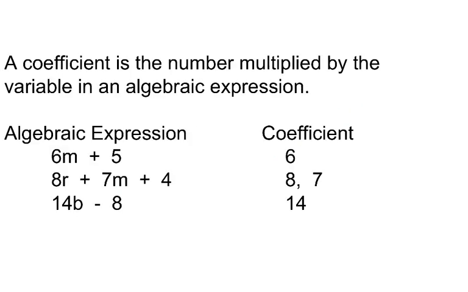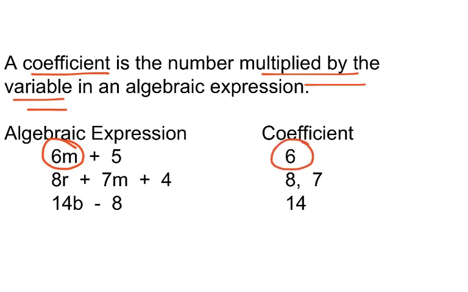In an algebraic expression, a coefficient is the number multiplied by the variable. And normally, in mathematics, we write that coefficient in front of the variable. So in 6m, 6 is called the coefficient. In this one, we have two coefficients, 8 in front of the r and 7 in front of the m. And in this last one, we have a coefficient of 14 in front of the b.